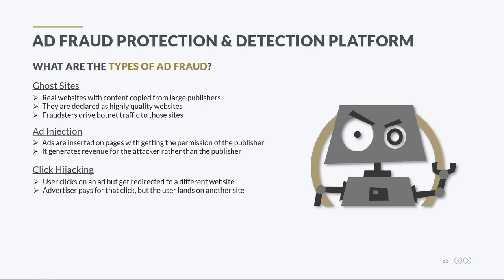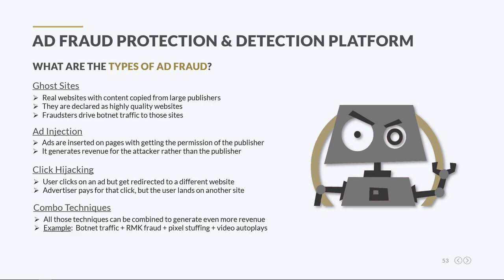Click hijacking occurs when a user clicks on an ad, but the fraudster redirects him to a different website. In this case, the advertiser pays for the impression but loses the prospective client. This ad fraud technique can be achieved in three ways: by infecting the user's computer with malware or adware, compromising the publisher's website, or the user's proxy server.